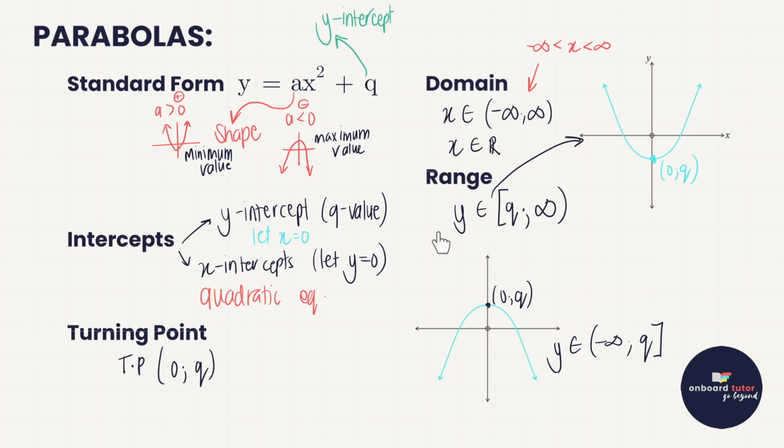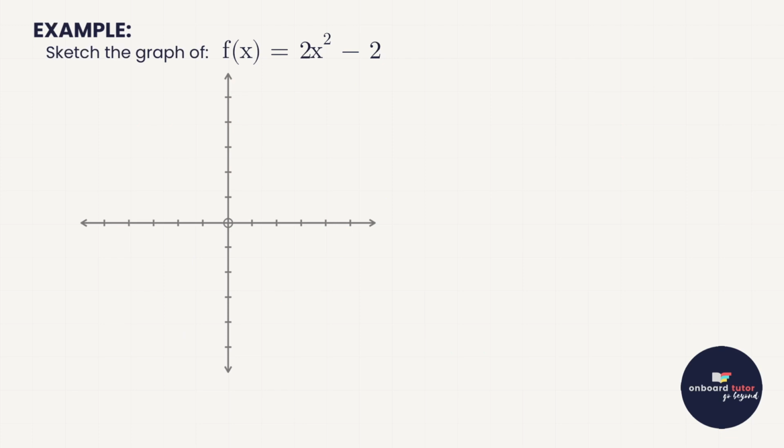Okay, so the range looks different depending on the shape of your graph. But if you understand what domain and range is, then you can actually do it by looking at the graph. You can do it from a place of understanding rather than a place of just knowing a whole bunch of theory. Okay, let's have a look at some examples.